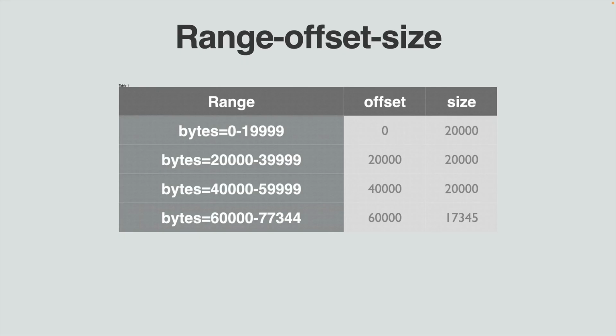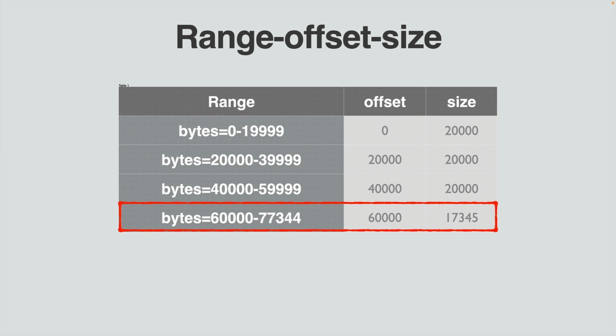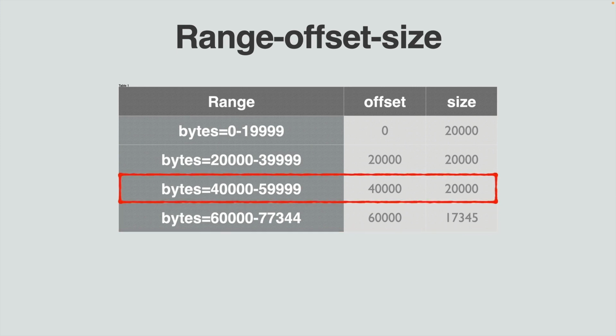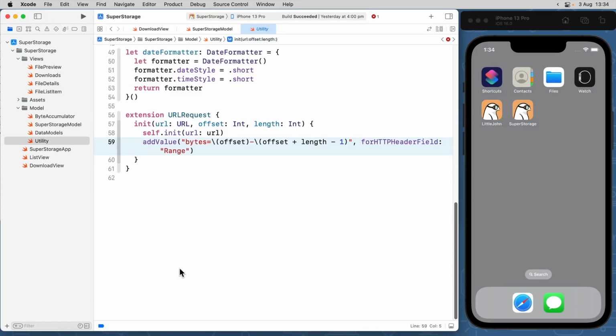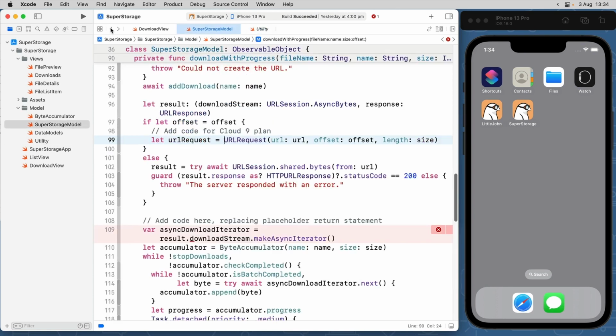Here's an example of offset, length and range values for a 77,345 byte file broken into 20,000 byte chunks. 3 20,000 byte chunks, and the remaining bytes in the last chunk. When offset is 40,000 and length is 20,000, the range value is bytes equals 40,000-59,999. Don't worry, the starter project code already handles all the calculations to create these chunks. Now click back to Super Storage Model to send the request and store its result.